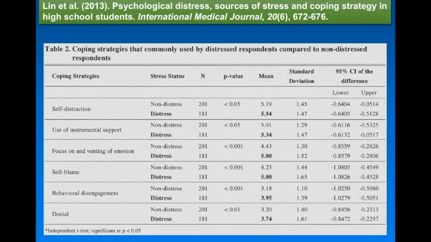Then I'm looking at the means for self-distraction: 5.19, 5.55, 5.4. So what the heck does that mean? What was the scale they were using? We don't know here because it's not included in the table. Maybe they were using a scale of 1 to 6. Maybe the scale was 1 to 10. Who knows? And who knows what 5.54 means?